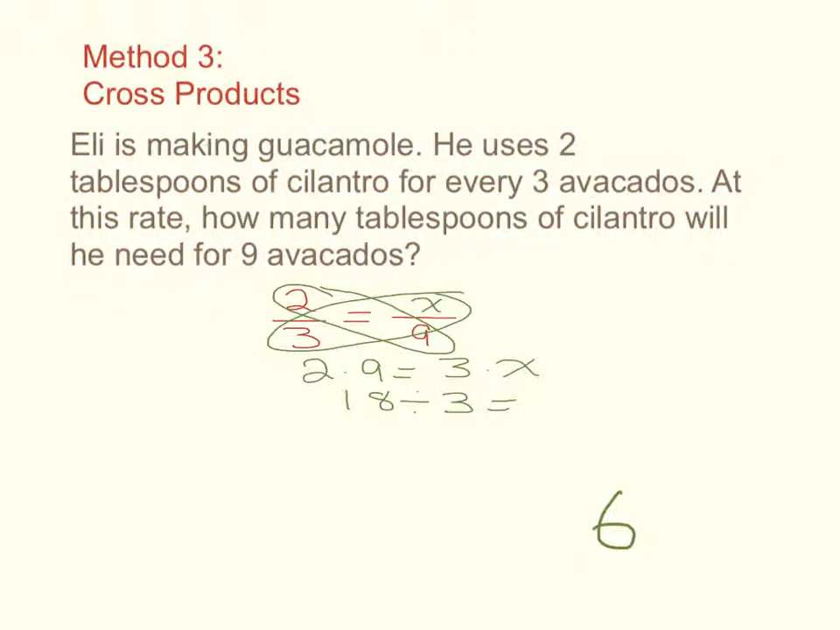The method that you use depends on the numbers that you're given. Method 3 will work for all types of equivalent ratios. The other two, the ease of it depends on the numbers that are there.